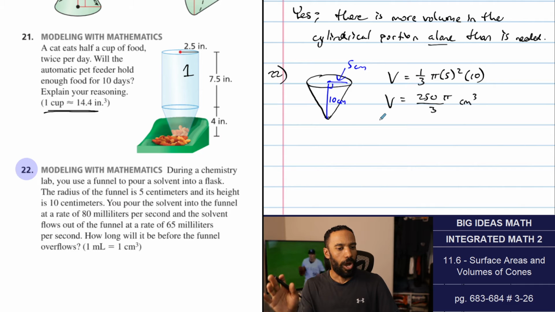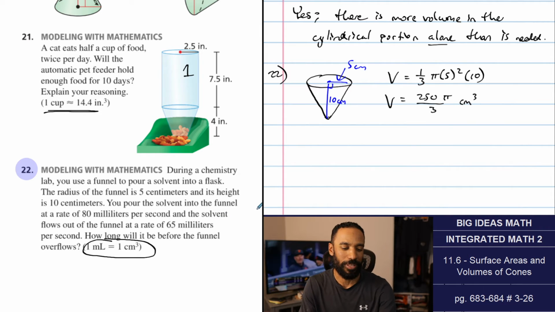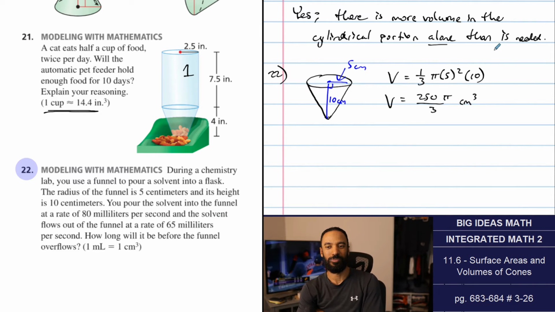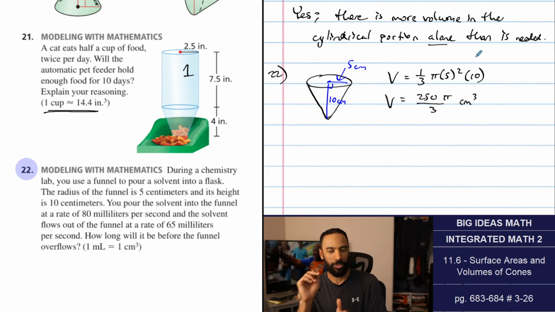Oh, they tell you. I was going to say, what's the conversion of milliliters to cubic centimeters? And there it is. I don't know if I remembered that. I knew that it had to do with cubic centimeters, but I didn't remember how much. Anyway, you pour the solvent at 80 milliliters per second, and the solvent flows out 65 milliliters per second.